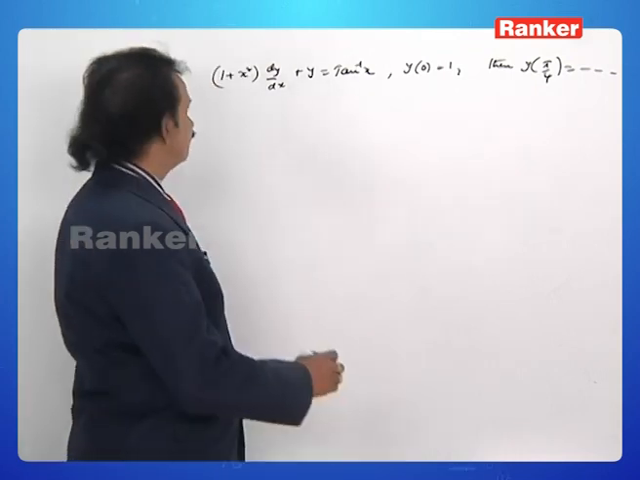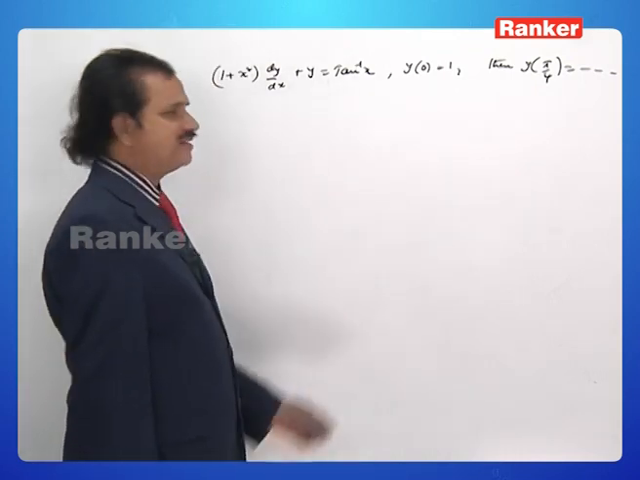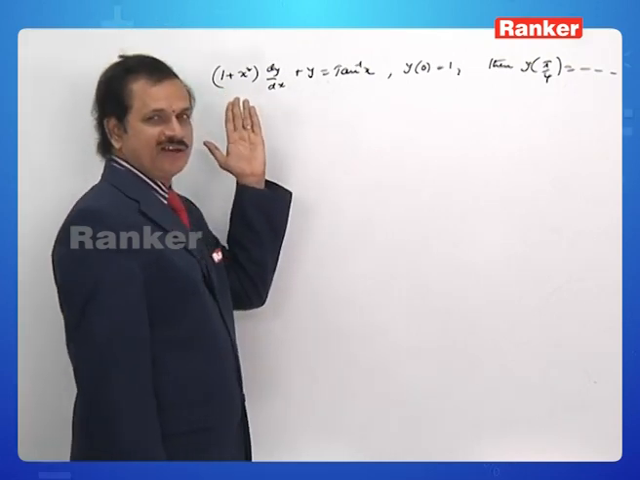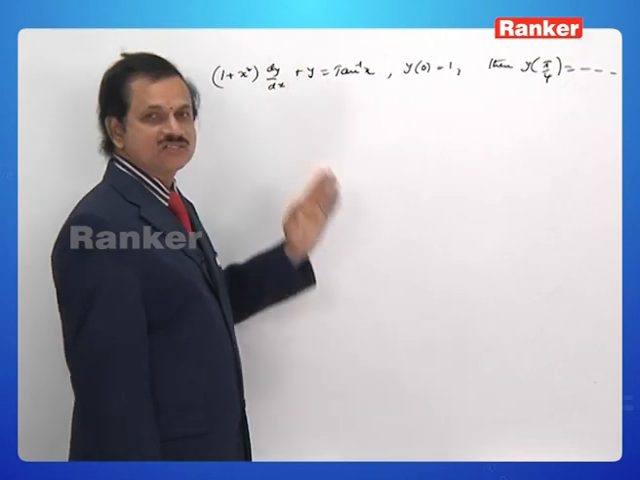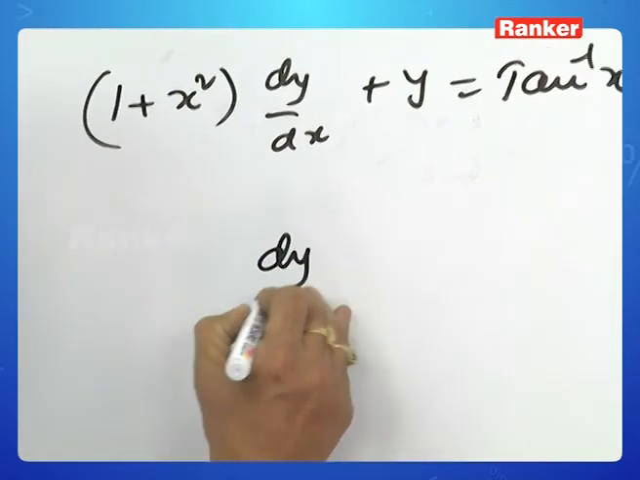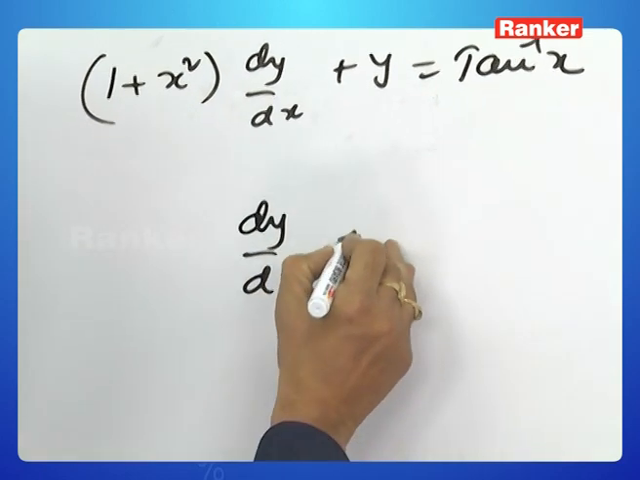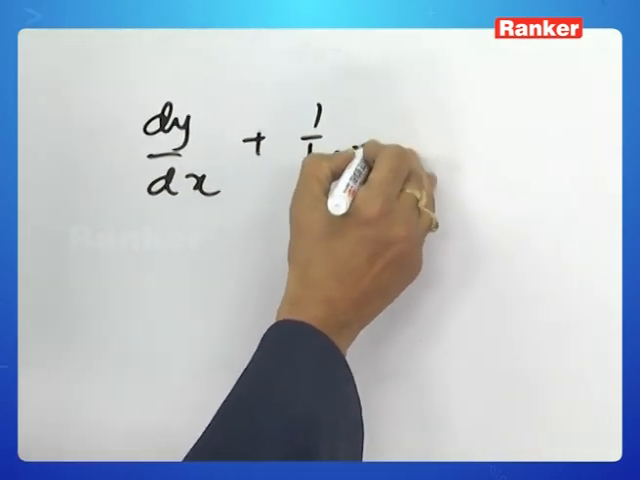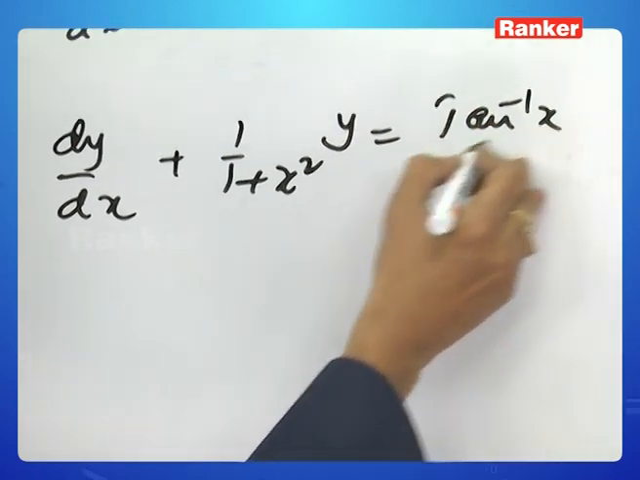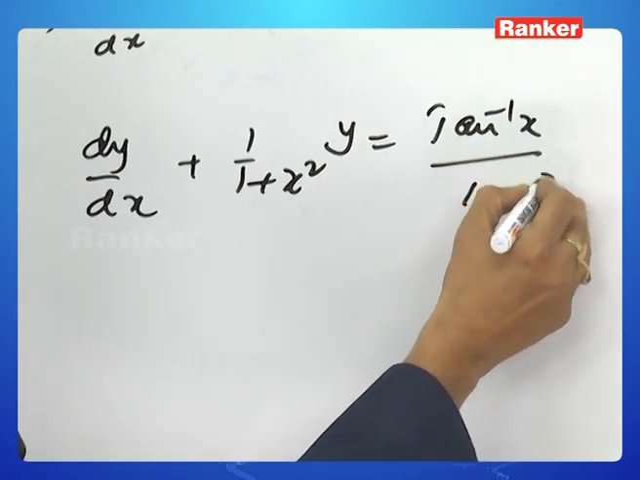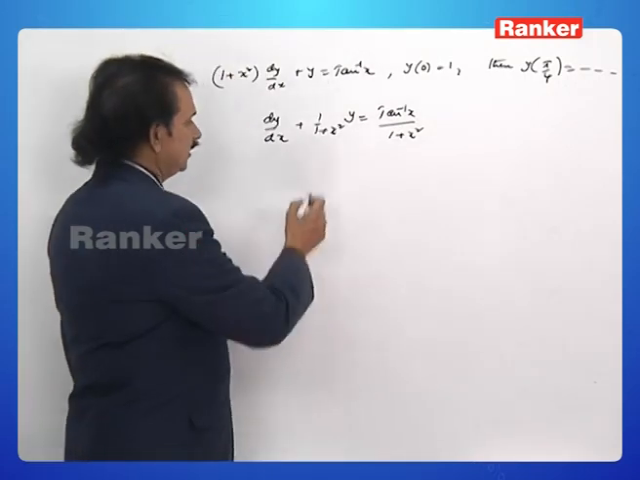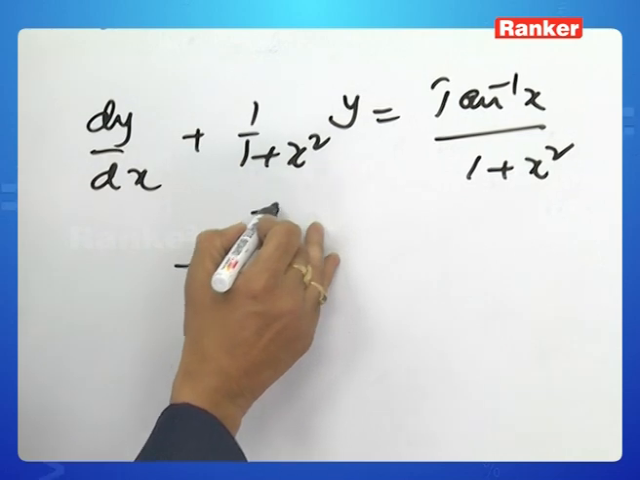Okay, right. One can easily see that this is linear in y because x square is here, so it is not linear in x. y is only present to the first degree, so it is linear in y. Come on. dy/dx + 1/(1 + x²) y = tan⁻¹x/(1 + x²). Tan inverse x by 1 plus x square. This is Q, and that is P, of course.